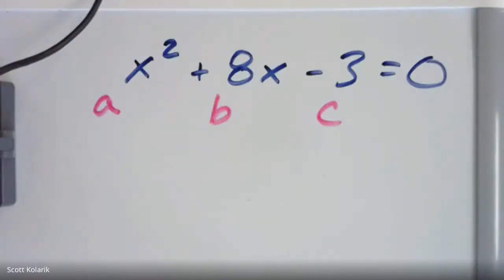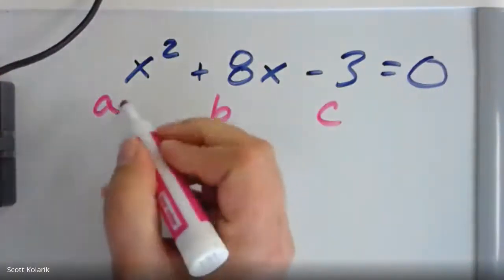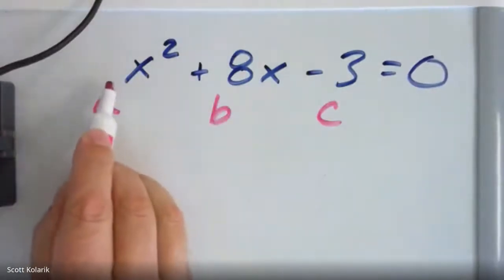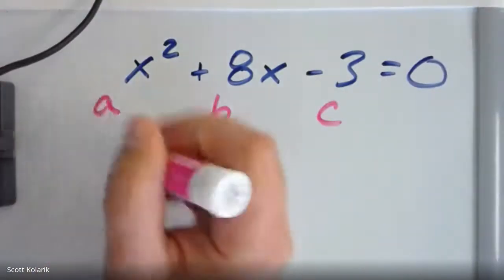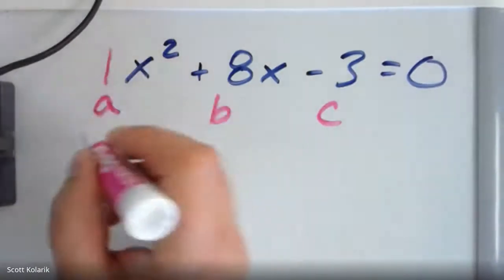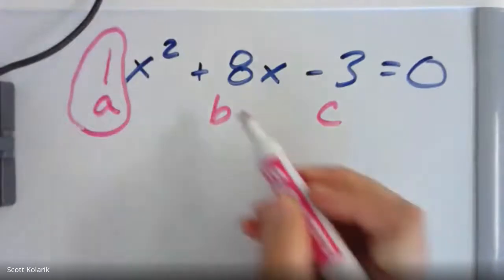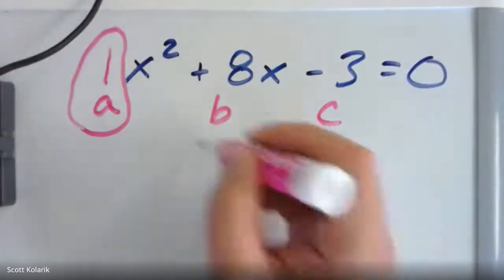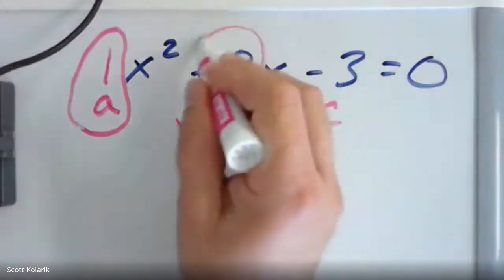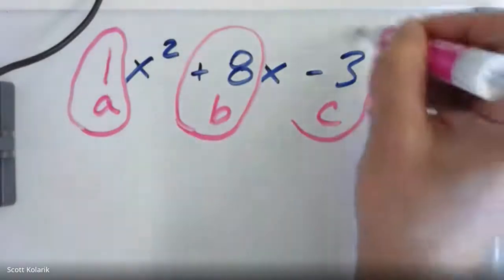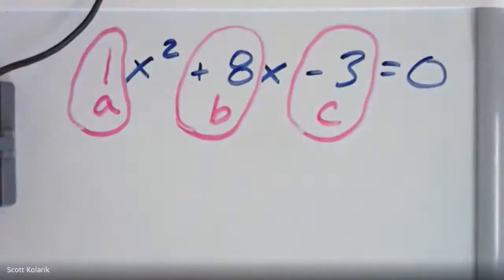The coefficients that are in front of each of these terms. A, even though there's technically nothing here, there is still a number there, and that number just happens to be 1. We just don't bother writing it. So that's going to be A. B, just again, make sure that you keep track of this symbol. That's going to be a positive 8, and C is going to be this negative 3. That's my A, B, and C.